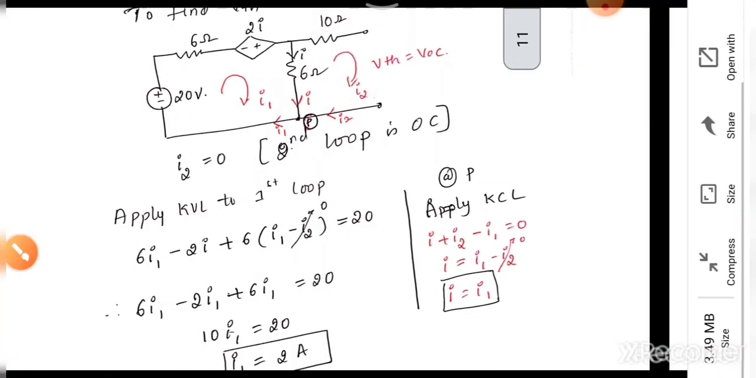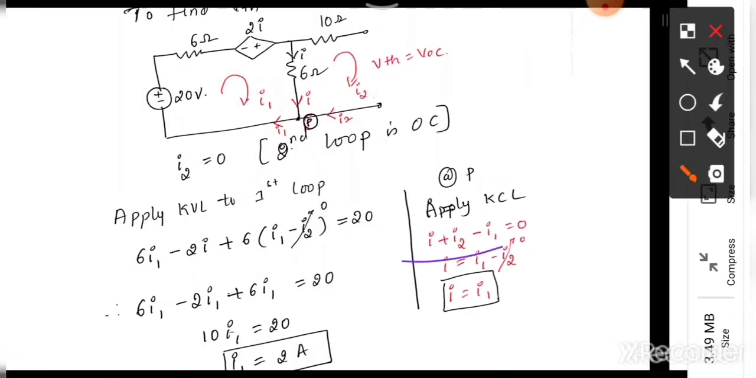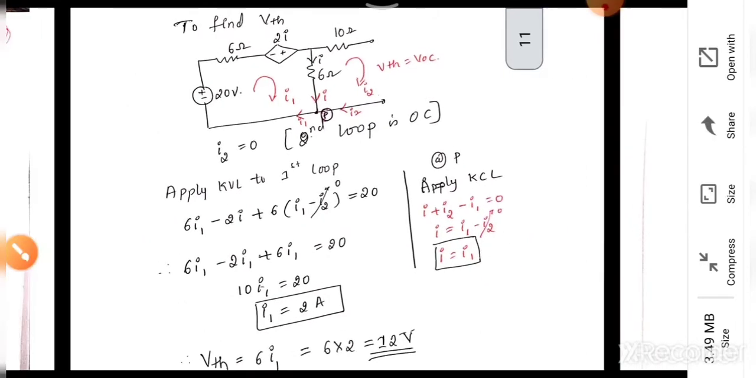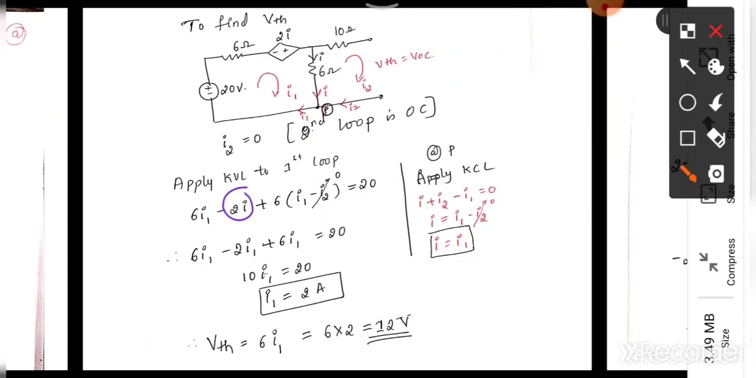Now we can simplify this and get the equation I equal to I1 minus I2, but I2 equals 0, so I equals I1. Therefore, wherever you have an I value, you can substitute I1. So it will be 6I1 minus 2I1 plus 6I1 equal to 20, because I2 is 0 here. If you simplify this equation, you get I1 equal to 2 amperes.